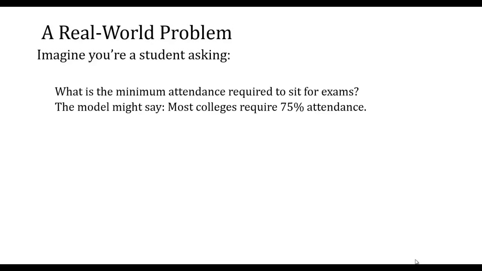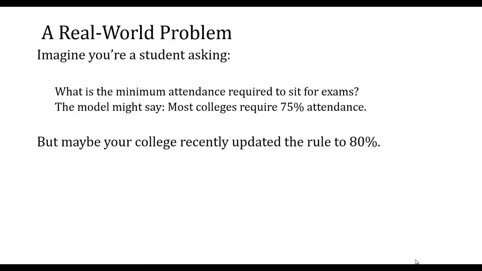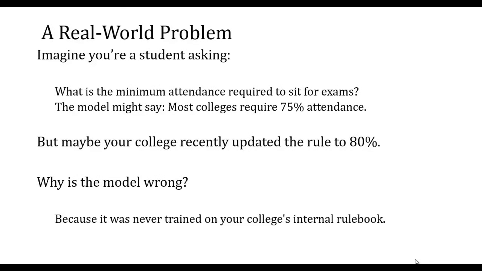Now, first, let's take a real world problem. Imagine you are a student asking what is the minimum attendance required to sit for exam. The model might say most colleges require 75% attendance, but maybe your college recently updated the rule to 80%. Why is the model wrong? Because it was never trained on your college internal rulebook, right?